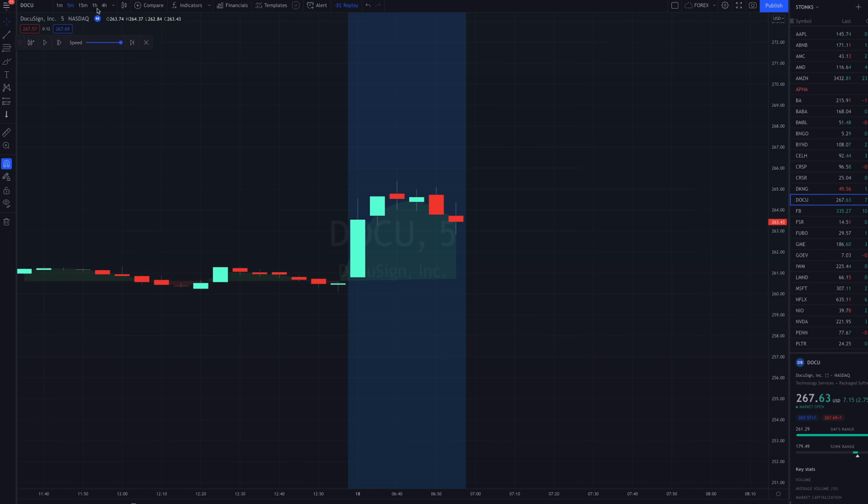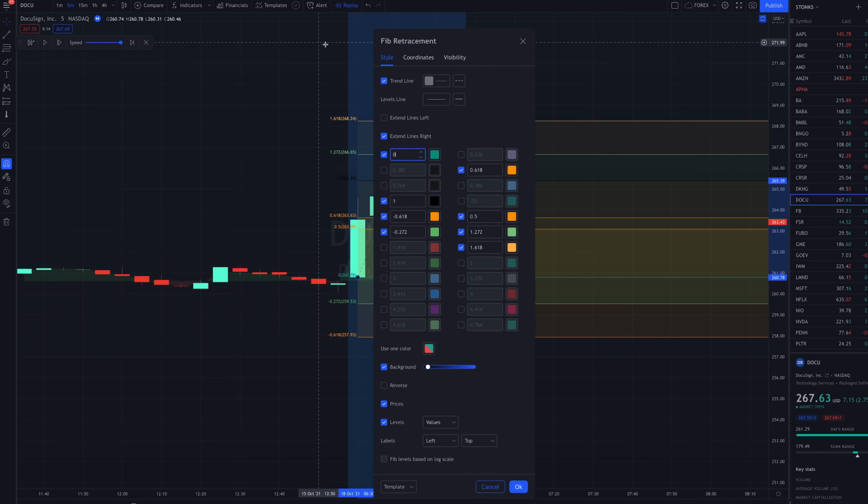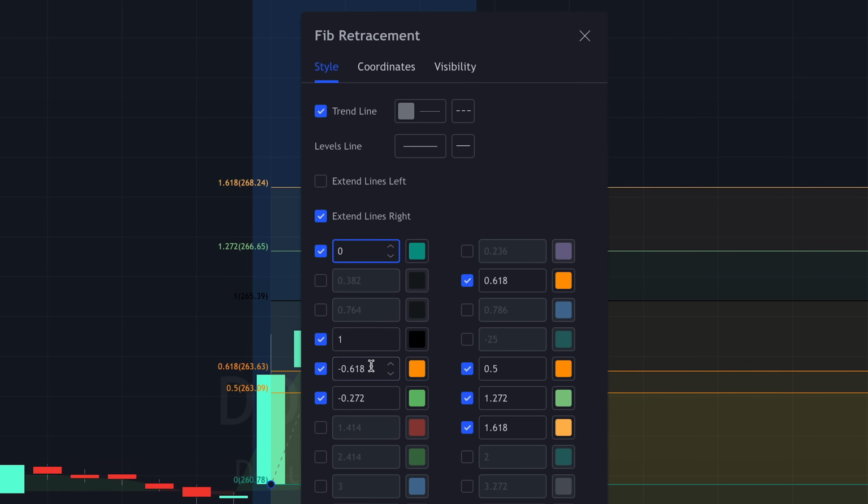The most common way I use Fibonacci is to measure the opening range. Let me pull up DocuSign's chart from this morning. After the first 30 minutes of the market open, I'll find the highest point, click with the Fibonacci drawing tool, and click on the lowest point. This automatically plots out specific levels, but I'm only interested in a few, so let me show you which ones I have enabled. I have the 0 line, 1, negative 0.618, negative 0.272, 0.618, 0.5, 1.272, and 1.618.